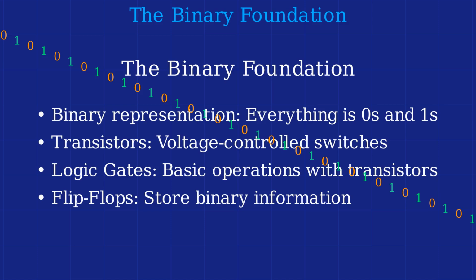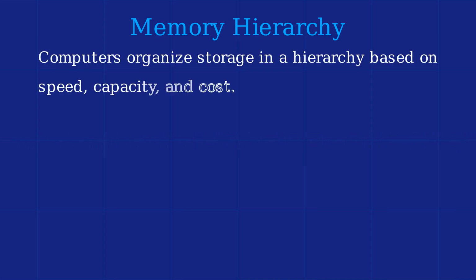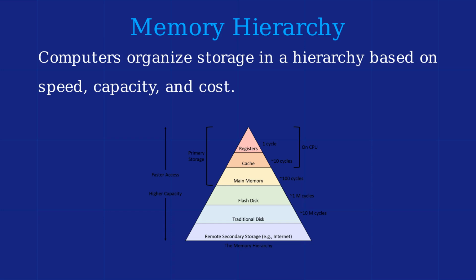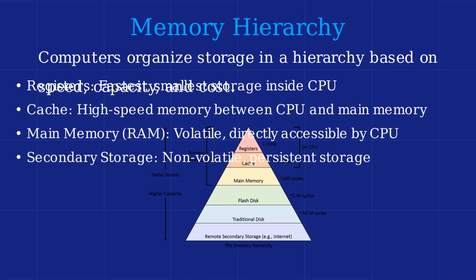Building upon the foundation of binary representation and logic gates, computers organize memory in a hierarchy that balances speed, capacity, and cost. At the top of the hierarchy are CPU registers and cache memory, which provide the fastest access but limited capacity. Main memory, also known as RAM, provides temporary storage for active data and instructions. At the bottom of the hierarchy are secondary storage devices that offer persistent, non-volatile storage with higher capacity but slower access times.